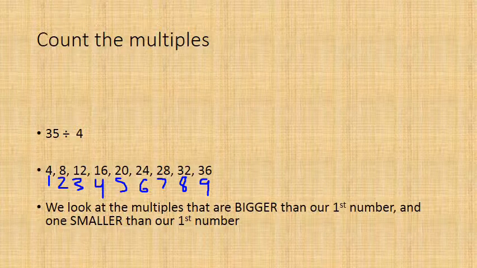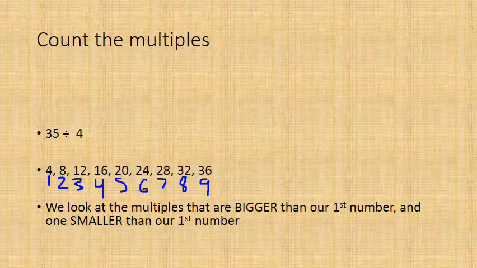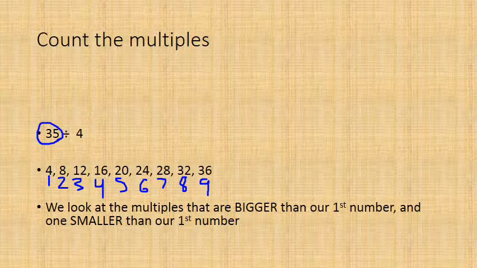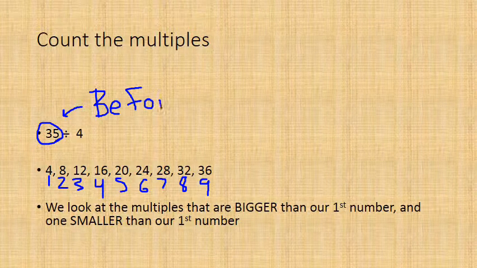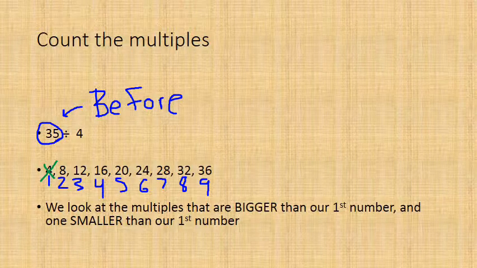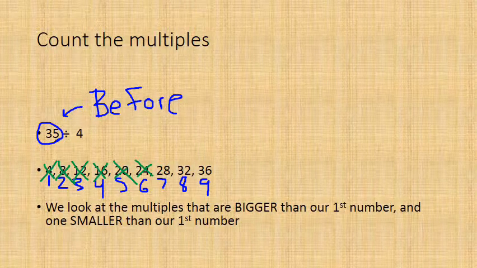I look to see what number is exactly smaller and bigger than our first number, that number that's before the division sign. I write that here to remind you. And let's see here. The way I'd think about this, 4 is not bigger than 35, 8 not bigger, 12 is not bigger, 16 is not bigger. We keep going like that until we get to a number that's bigger. Oh my goodness, I see 36 is bigger.